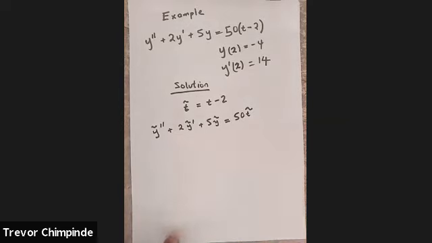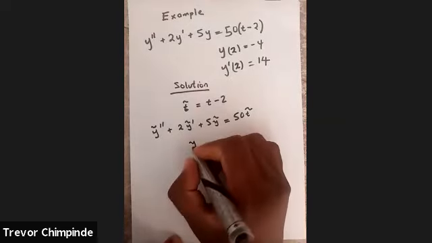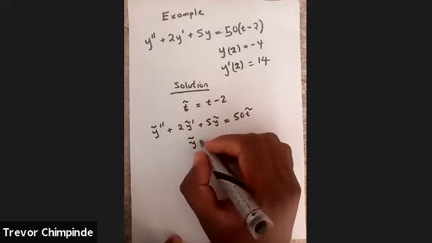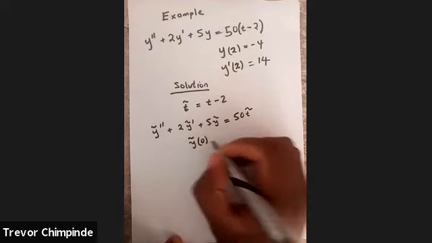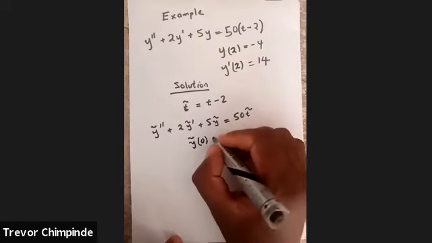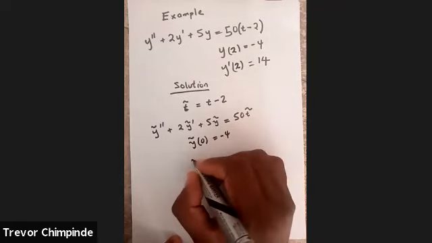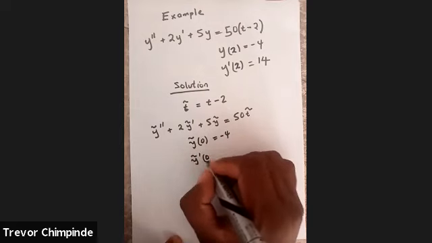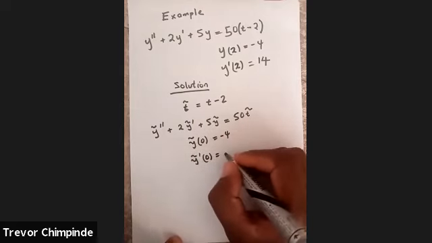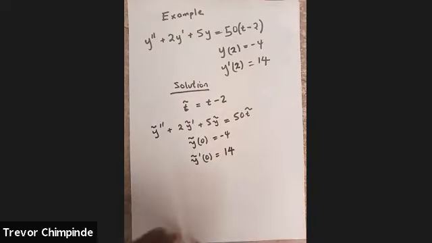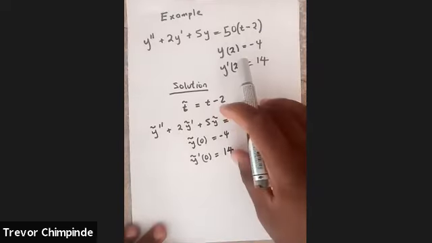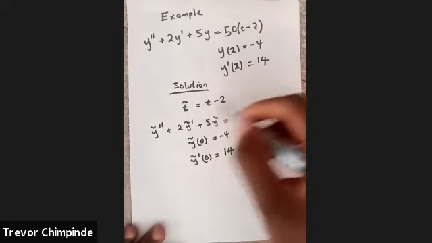And what will be the initial conditions? The initial conditions are going to be that y tilde at 0, not 2, at 0, when t tilde is 0, is equal to -4. And y tilde prime of 0 is equal to 14. So what we've done is changed it so that our initial conditions are at 0. We can solve this, then come back to the original just by changing the variable.